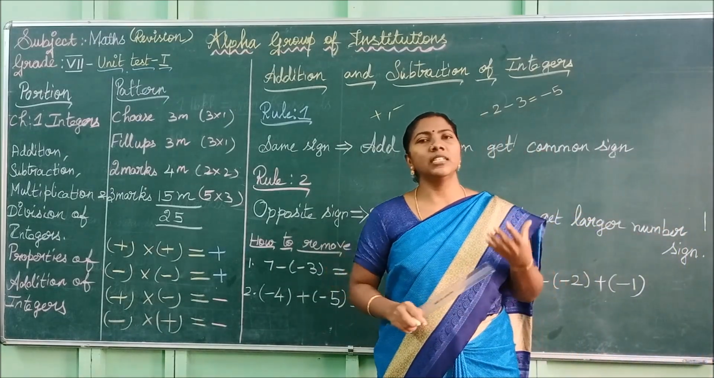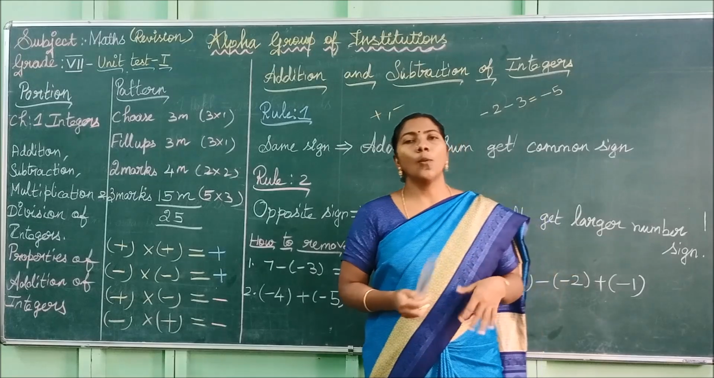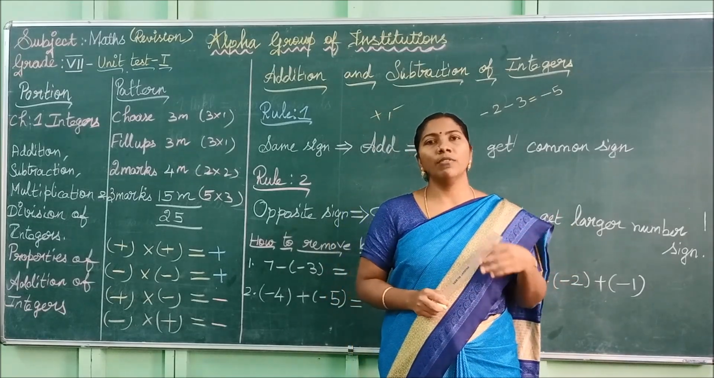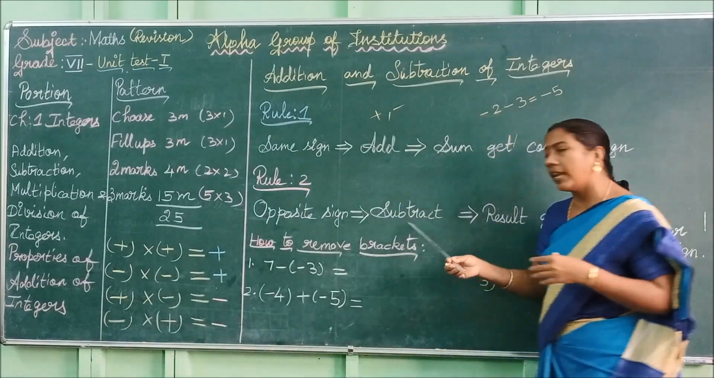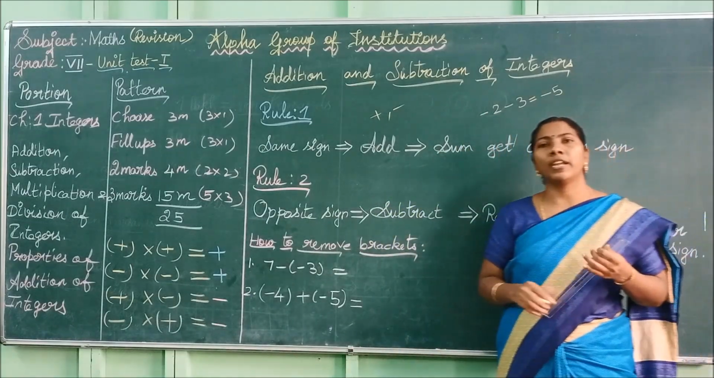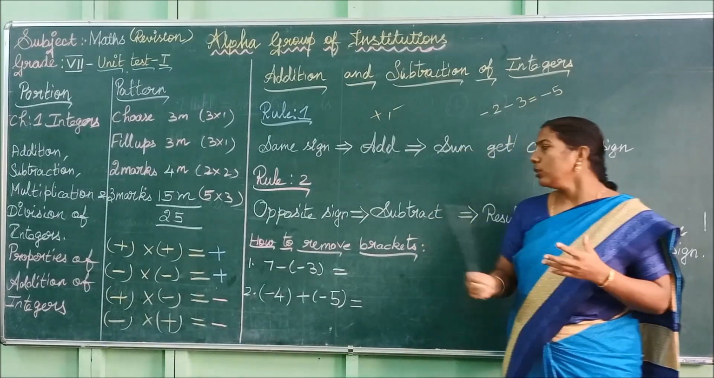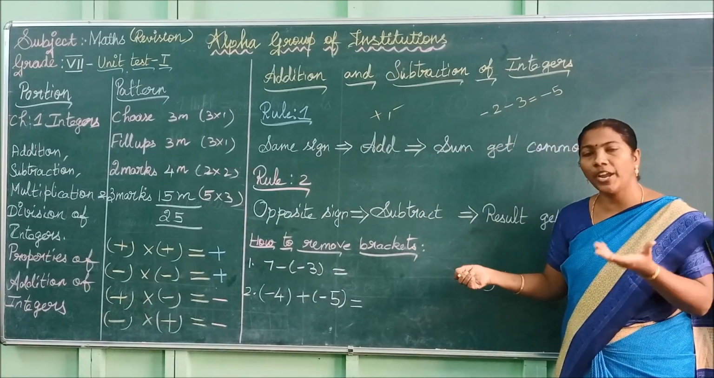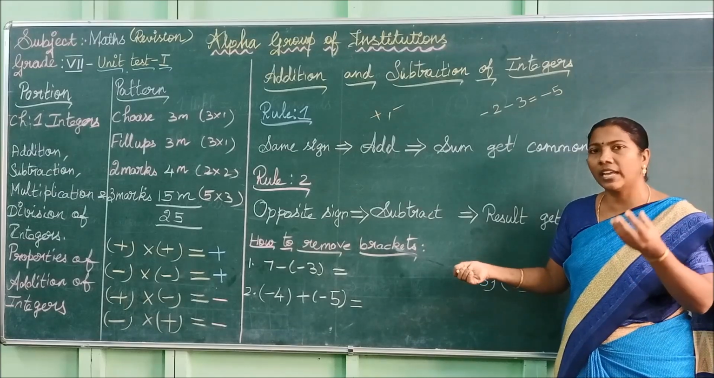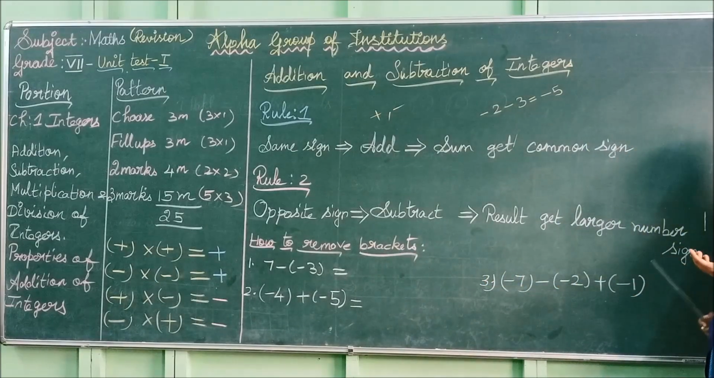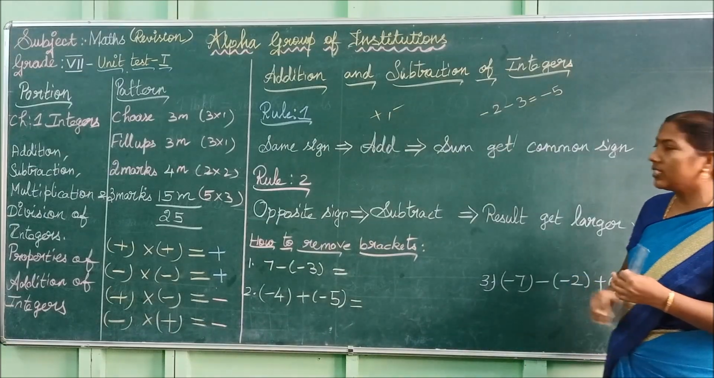What is rule 2? Suppose the given integers are in opposite signs. Opposite sign means one of the integers is plus and the other integer is minus. What do we have to do? We have to subtract the integers. How do you subtract? You subtract the smaller number from the larger number. So we go for the operation subtraction. You get one answer. We call that answer a result. This result gets the larger number's sign.